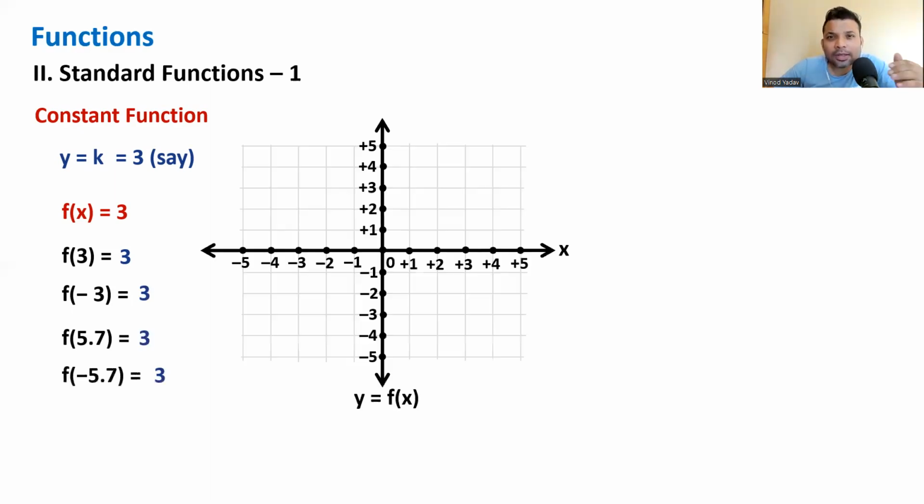Okay. Can you easily visualize this as a graph? Yes. Every time y is going to be 3. You choose any input. Correct? So ultimately, if you join all the points, you will see that it's a straight line parallel to the x-axis. So y equal to a constant will always be a straight line parallel to the x-axis. Meaning ultimately a horizontal line.